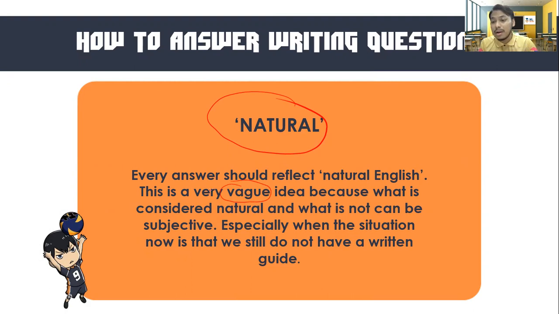Vague ni macam sama-sama lah, kabur-kabur lagi. Because what is considered natural and what is not can be subjective. Kita tak boleh nak nilai benda tu natural ke tak, sebab dia tu subjektif, tak dapat nak dinilai. Especially when the situation now is that we still do not have a written guide. So let's proceed to the next one.